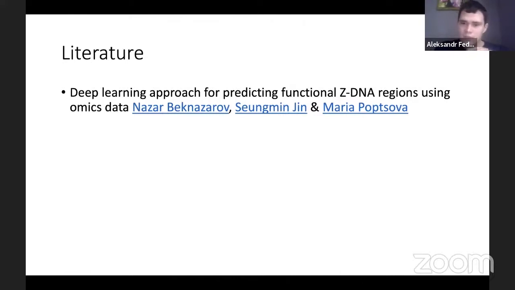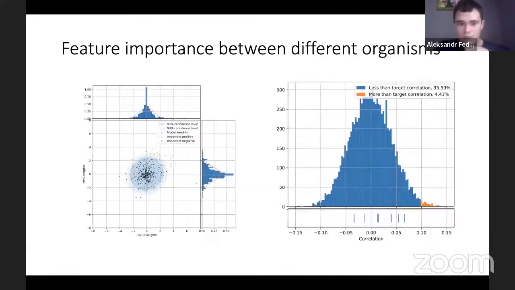On the slide, you showed that actually there is not a high correlation between the important features in the Z-DNA prediction model in human and in mice. The correlation is not that great. So why don't we think that the same factors are important for Z-DNA formation in humans and in mice?